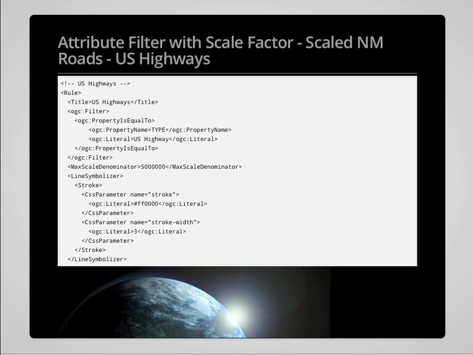That's because of this max scale denominator setting that has been added to the definition of this rule. A similar setting has been applied to the U.S. highways, where the SLD is exactly the same as in our previous example, except again for the addition of a max scale denominator, in this case set to 5 million, meaning that this rule should only be applied when the requested map scale is less than 5 million, yielding the result that we saw in the screen grabs, where at a scale of 1 to 9 million, the U.S. highways were not displayed, but when we had zoomed in to a scale of 1 to 2 million, they did appear. That is controlled simply by this max scale denominator element that has been added to the styled layer descriptor for this particular layer.